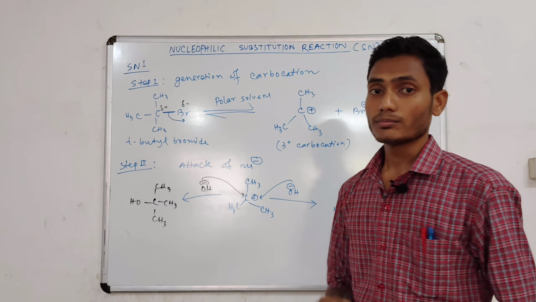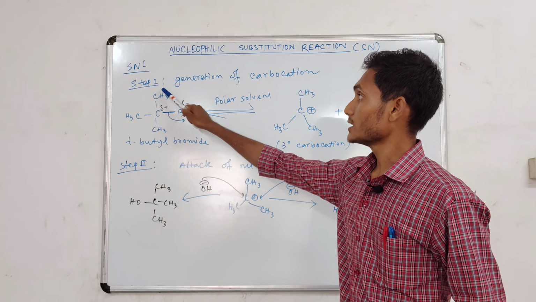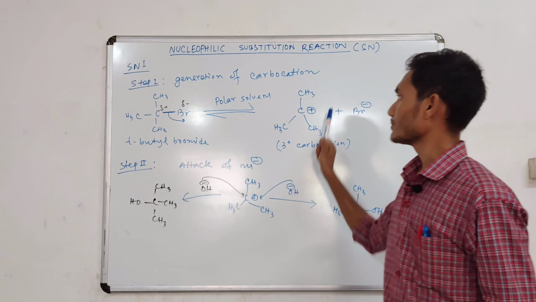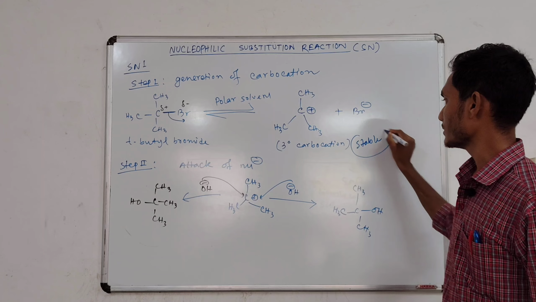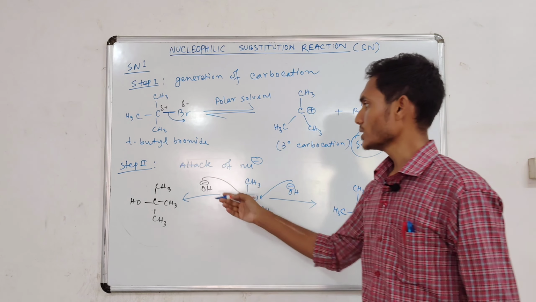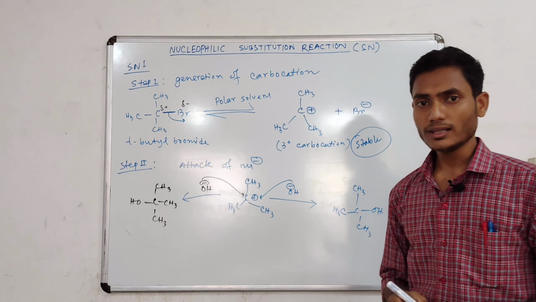Here it happens in 2 steps. At the first step, generation of carbocation. Here a more stable carbocation is formed. And in step 2, attack of nucleophile.